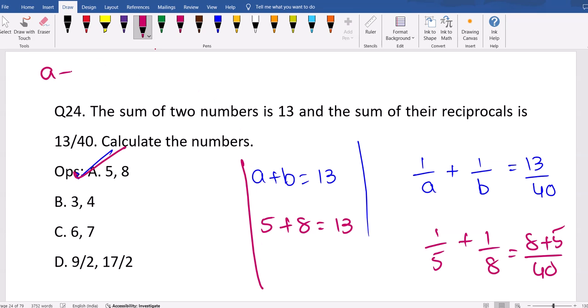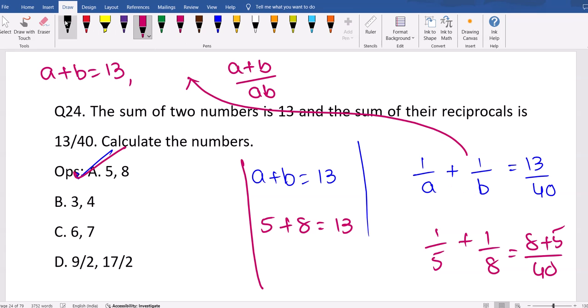Don't worry. A plus B is 13. They may ask you in the exam the product of the numbers also. 1 upon A plus 1 upon B, we can write it as A plus B divided by AB after taking the LCM. B plus A divided by AB is 13 out of 40. We know B plus A is 13, cancel. AB equals 40. At least here we can use some common sense. Two numbers whose product is 40 and sum is 13 are possible with 5 and 8 only.